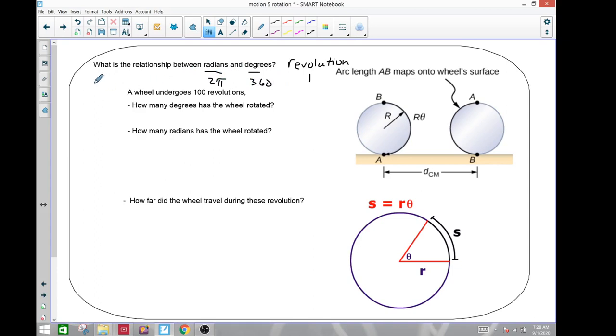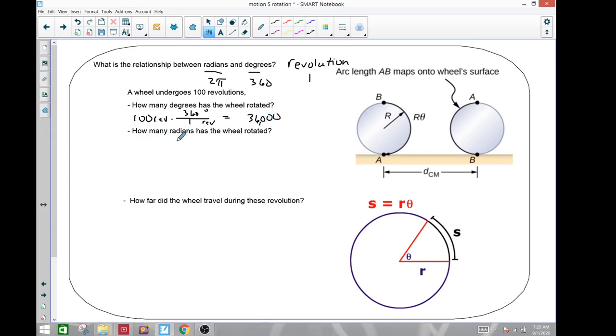This is just a linear relationship between these things, so our whole idea of factor label is all we need. We're just going to use these linear relationships. We could use a proportion if you'd like. A wheel undergoes 100 revolutions. How many degrees is it rotated? In this case, I just say 100 revolutions, get rid of revs, and go to degrees. 360 degrees is 1 revolution. There you go. That's 360 times 100. Tack on 2 zeros, and we get 36,000.